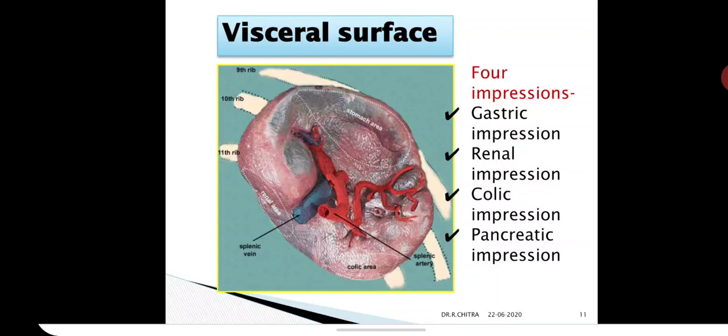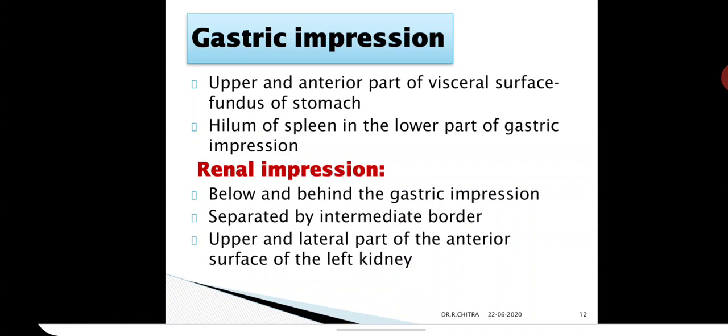The visceral surface presents 4 impressions. In the image, the area marked as stomach is the gastric impression. Then the renal impression, the colic impression, and near the hilum the pancreatic impression. The gastric impression is near the superior border, in the upper part of the visceral surface. It is related to the fundus of the stomach. Below this impression you will see the hilum of the spleen.